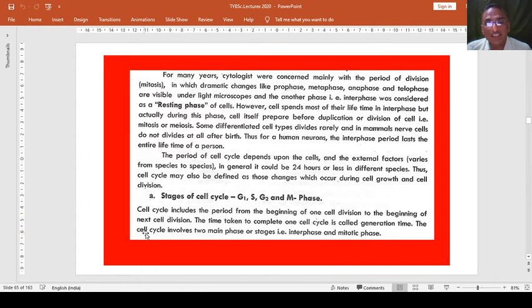And the cell cycle involves two main phases, that is interphase, or growth phase, and mitotic phase, or dividing phase. These are the two main phases, and in these two phases we can study these 4 different phases. How, we will see one by one.